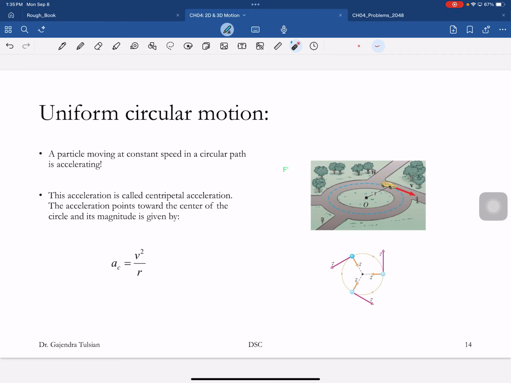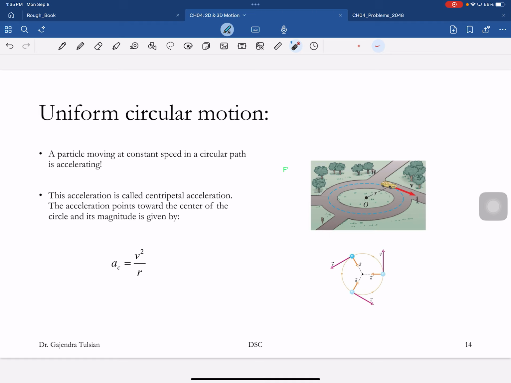So it's also called a centripetal acceleration. The name is descriptive: the acceleration points to the center. As the position of the particle changes, the direction of the acceleration changes, so the acceleration is not constant. But the magnitude of the acceleration is constant, and it's given by that: your speed squared divided by r, the radius of the circle.